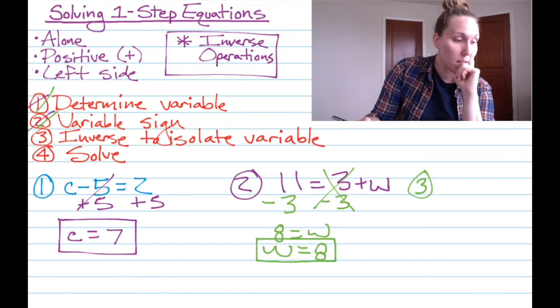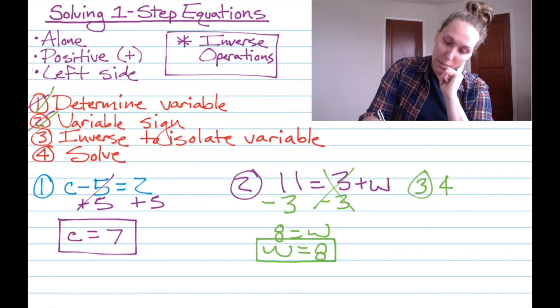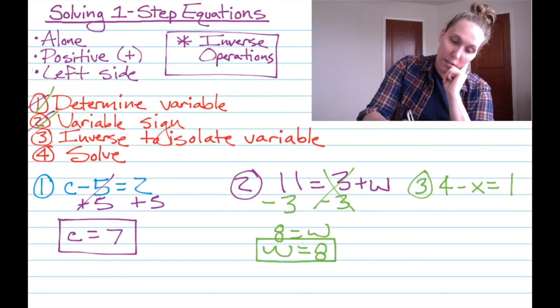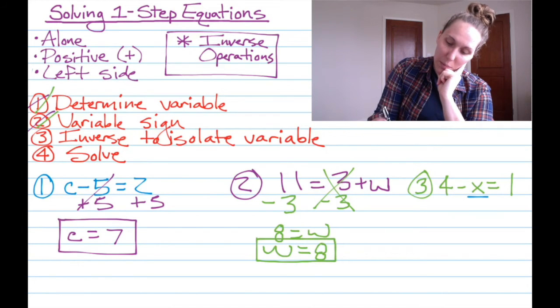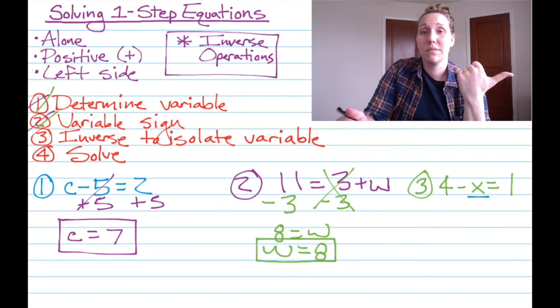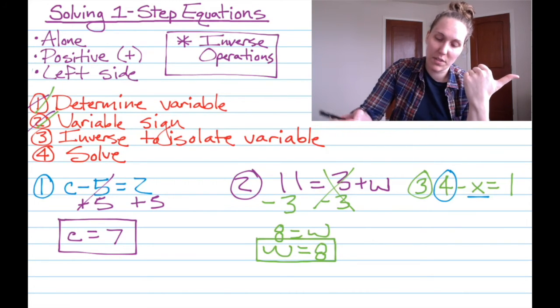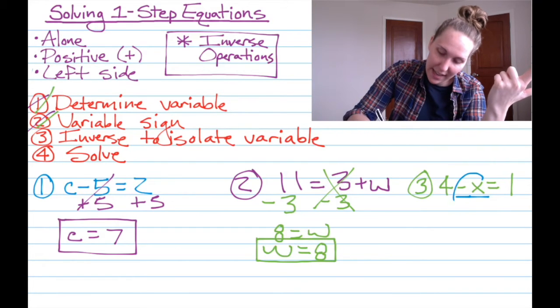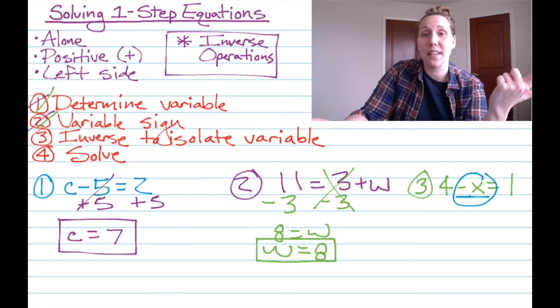Number 3, 4 minus x equals 1. Okay? So, x, determine our variable right here. Is it alone? No, it is not. It's hanging out with this 4. Is it positive? No, it's not actually, because it's not just an x, it's a negative x. It has a negative sign in front of it.